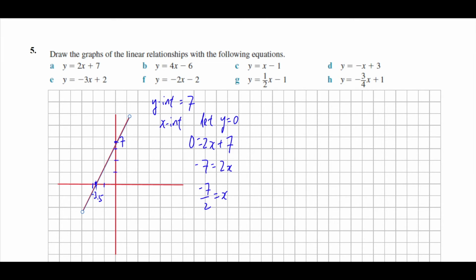And there you have it. So just remember, when it comes to drawing these graphs, make sure you find the x and y intercepts first and then just connect the two dots. Okay, so I'll go through another example. So pick say the h.